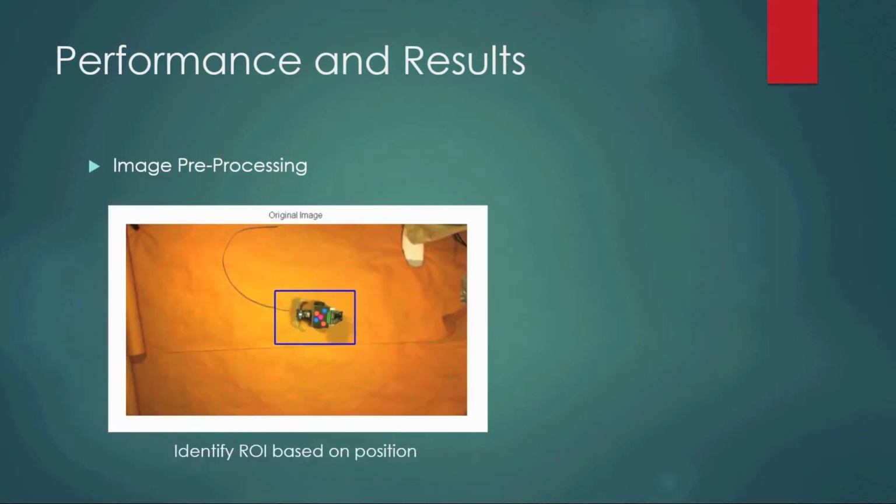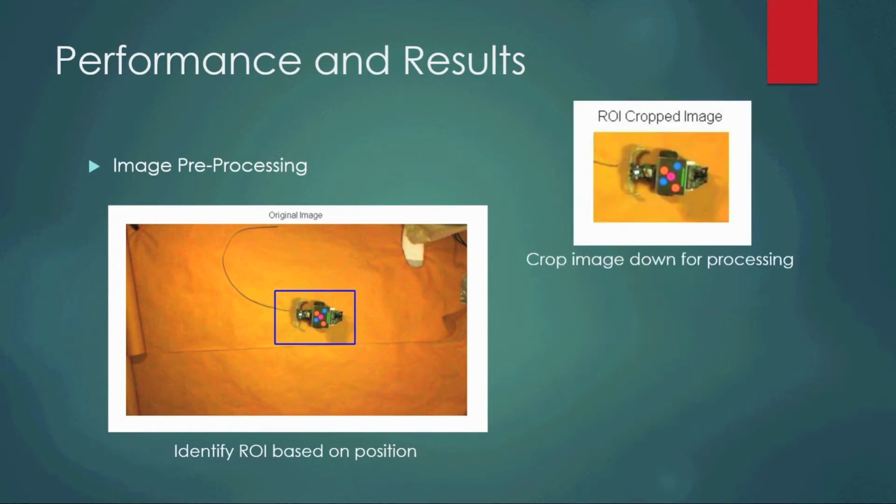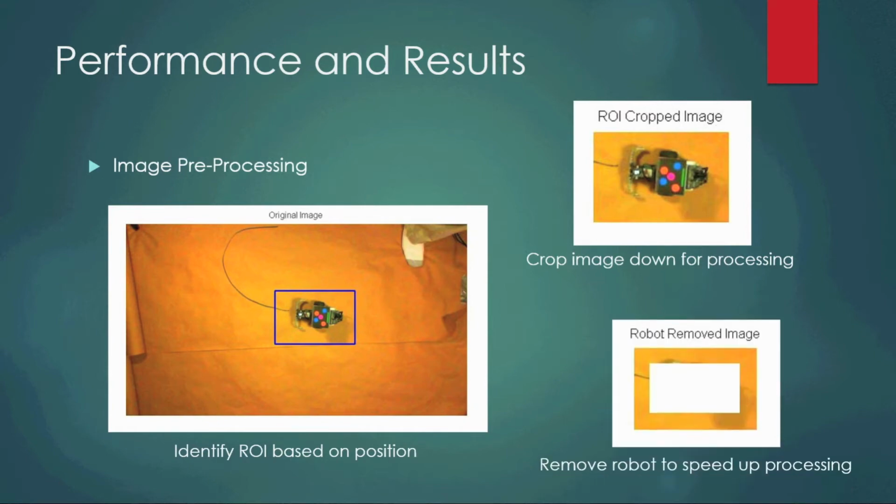So in doing that, you can see here in my MATLAB output, the blue box around the robot was determined based on the current robot position and its direction. I then cropped the image down, and as you can see on the cropped image, we have a beautiful slice of line as well as the robot. To simplify processing, I wanted to remove the robot, as you can see, by masking it out with the white box. This allowed us to have a 20 pixel border around that white box that we were actually doing our processing on.